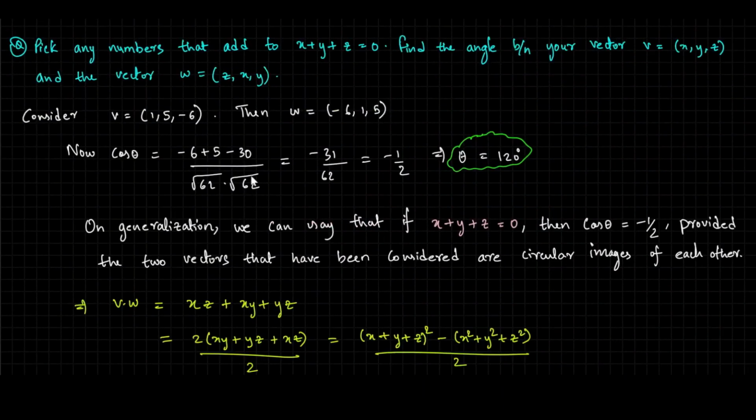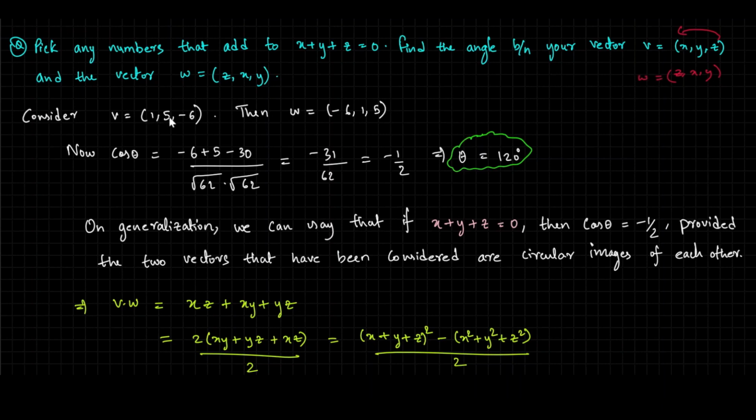And coming to the third question, pick any numbers that add up so that x plus y plus z is equal to 0, like any three numbers x, y, z, and their sum must be equal to 0. Find the angle between your vectors v is equal to (x, y, z) and the vector w is equal to (z, x, y). So these are the circular images. Like if you rotate it, you get z, x, y.